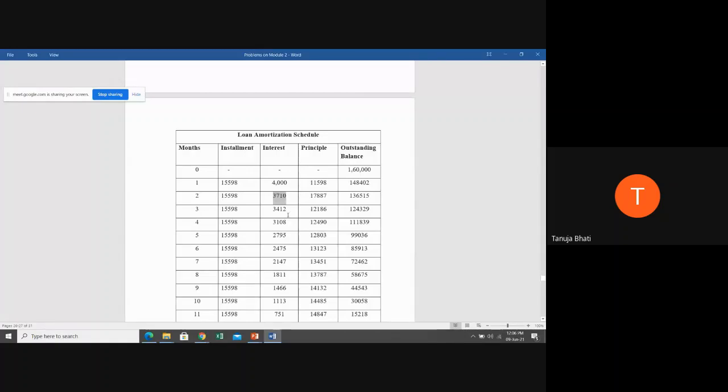Now, quickly tell me, students, how is 3,710 calculated? Outstanding balance into rate of interest. So you have to give me the answer as 1,48,402 into 2.5%. This is the answer you are supposed to give. So it is 3,710. Now, how do I get this principal?